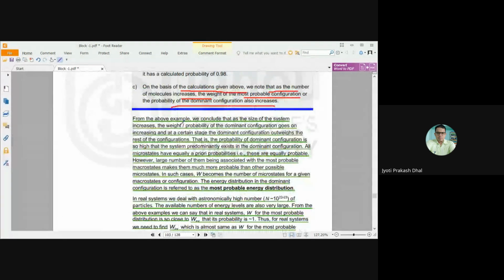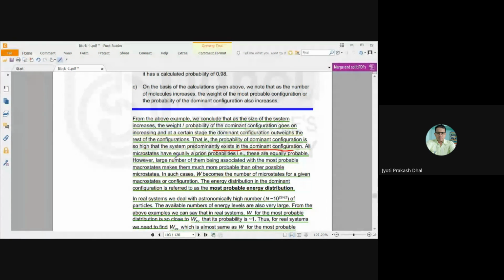For the above example, we conclude that as the size of the system increases, the weight or probability of the dominant configuration goes on increasing. At a certain stage, the dominant configuration outweighs the rest of the configurations. That is, the probability of the dominant configuration is so high that the system predominantly exists in the dominant configuration.